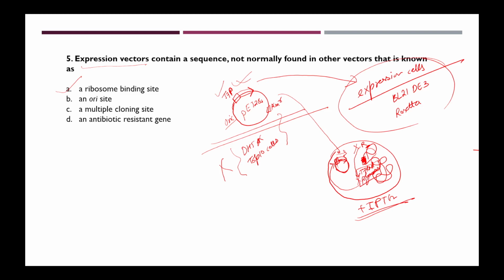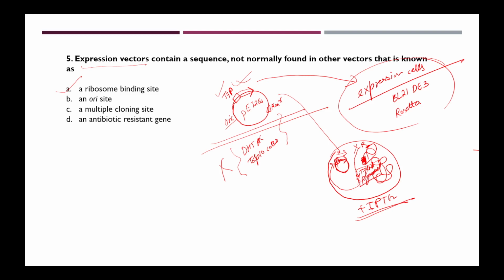Ma'am, that means the vector that we have transformed into the cell previously always contains this ribosomal binding site? Yes. In the expression cells, it is the expression cell that provides the transcription factors.